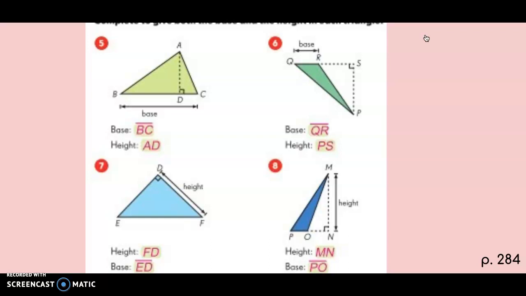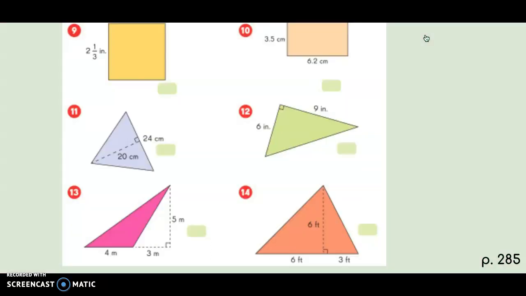Number 6, the base is QR and the height is PS. Number 7, the height is FD and the base is ED. Number 8, the height is MN and the base is PO. Remember, you can always pause the video if I am going too quickly or if you want to see something longer. Number 9 through 14, you are finding the area of each figure.